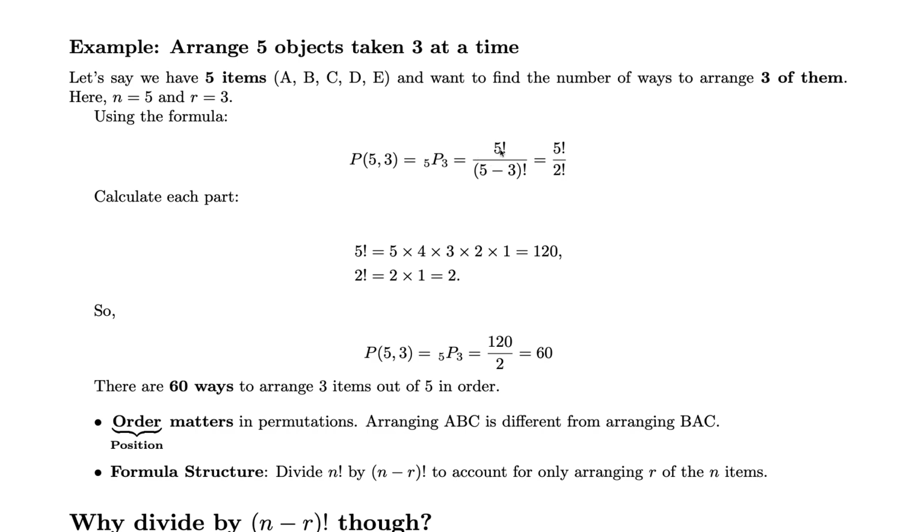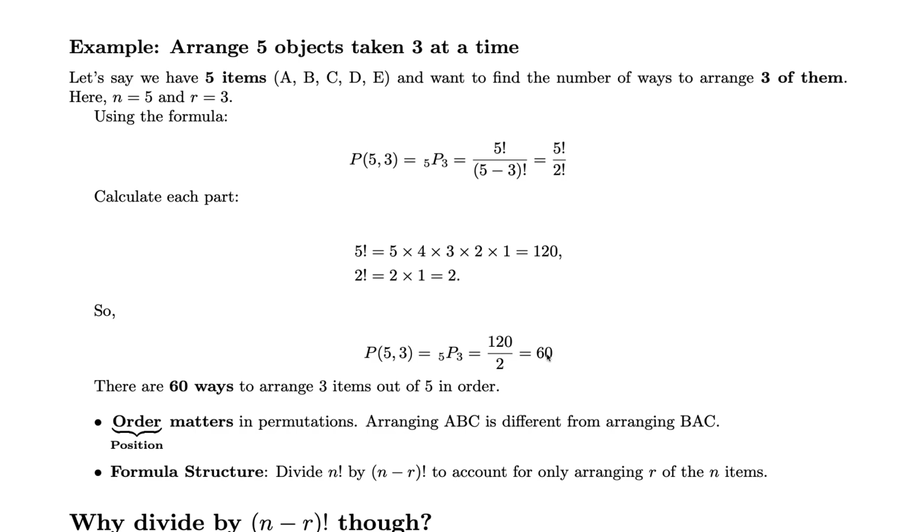By definition, on our formula sheet, it says it's n factorial over n minus r factorial. So we have the number of objects, 5 factorial, divided by 5 minus 3 factorial. And in that case, when we simplify it, we can see that 5 minus 3 is actually 2, so 5 minus 3 in brackets factorial will become 2 factorial, and we have 5 factorial over 2 factorial, and 5 factorial is 5 times 4 times 3 times 2 times 1, which is 120, and 2 factorial is 2 times 1. So in essence, we have 120 divided by 2, and it equals 60.